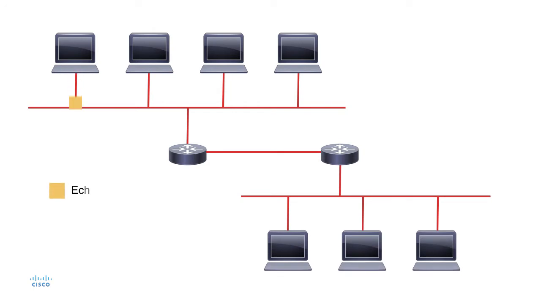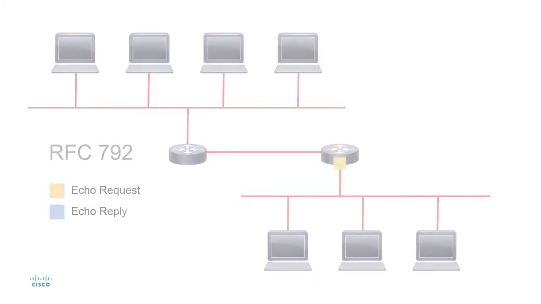The ping utility sends an echo request ICMP message to a destination IP address. If the host is alive, it sends back an ICMP echo reply. If the host is not alive on the network, then the request simply times out. The details of ICMP can be found in RFC 792.